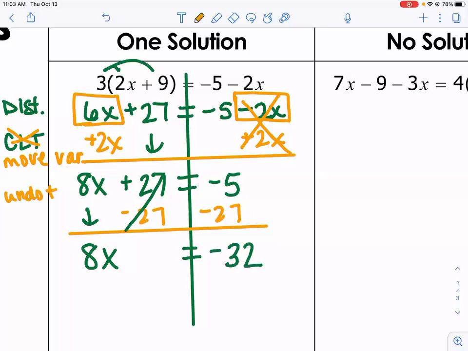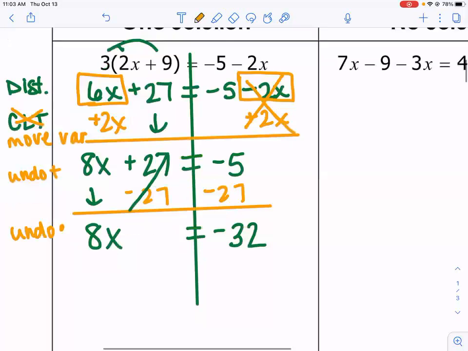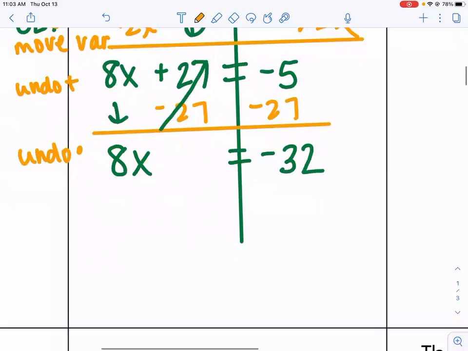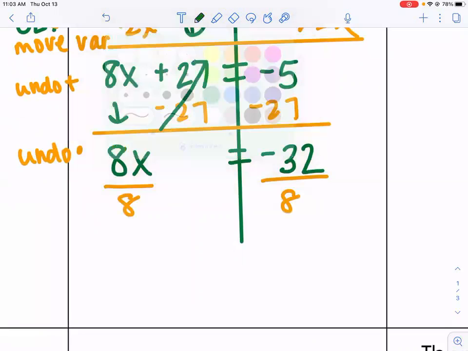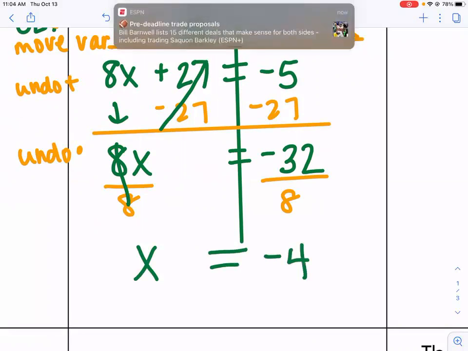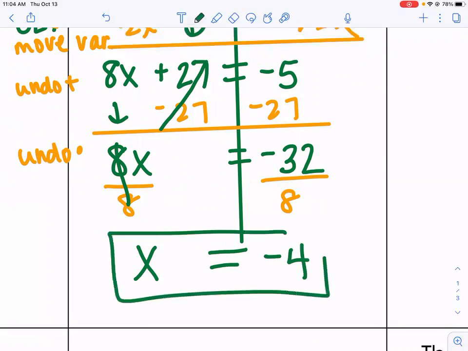Okay, Ryan, last step. What do we do? How? What do we do with that 8? Okay. So the 8 divided by 8 cancels out, so we're left with x, and we get x equals negative 4.